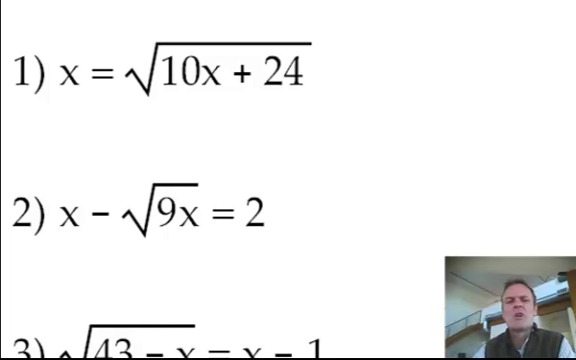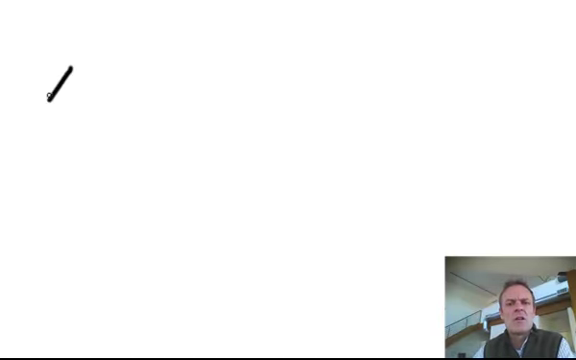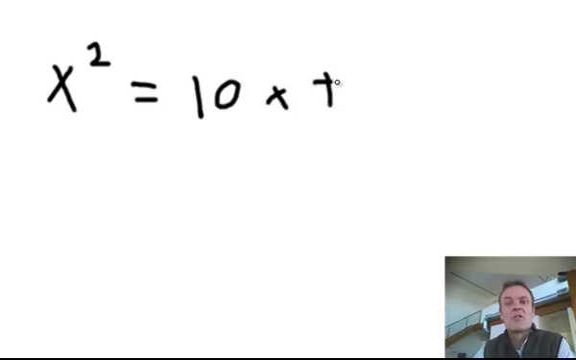But that's a square root, so if I square both sides, I'll end up with x squared on the left and just 10x plus 24 on the right. Remember, if I've got a square root and I square it, it's just the thing inside. Just like if I've got a square and I square root it. Okay, just do the opposite.